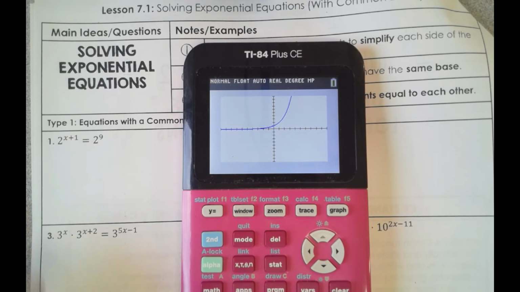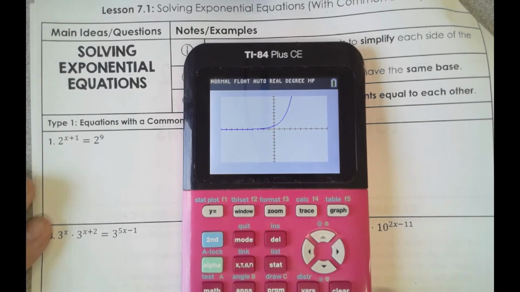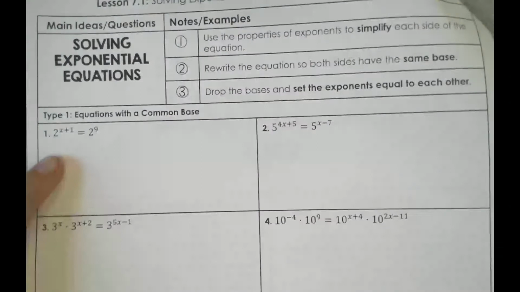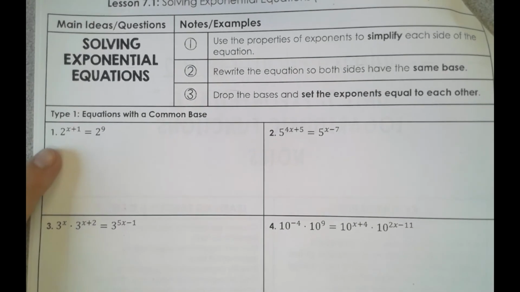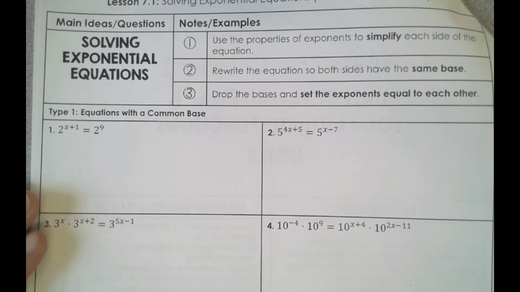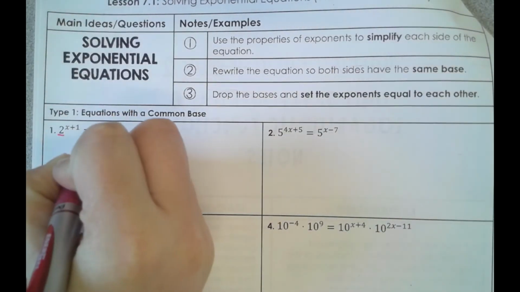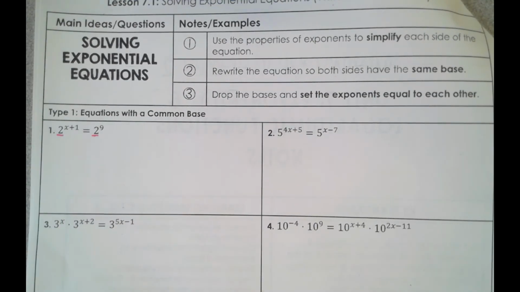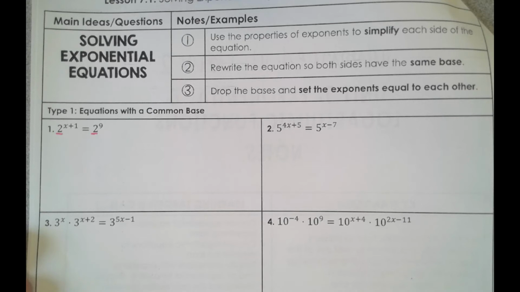Exponential means it gets higher exponentially fast. It stays really low and then all of a sudden it shoots way up. That's what an exponential equation looks like. We can solve equations that have x's in the exponents. If you have the same base, then it's super easy. All you do is set the exponents equal to each other.